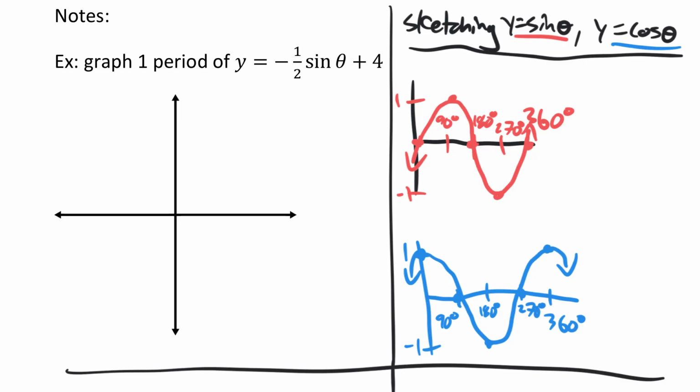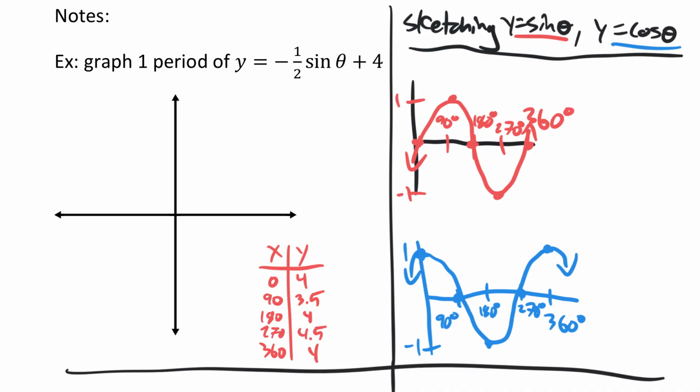So here we have one period of y equals -1/2 sine theta plus 4. Go ahead and pause the video and give that a try. So assuming you gave it a try, you should have the following points for your graph: 0, 90, 180, 270, 360. And the y values should be 4, 3.5, 4, 4.5, and back to 4.